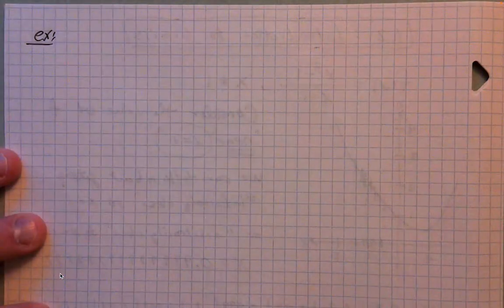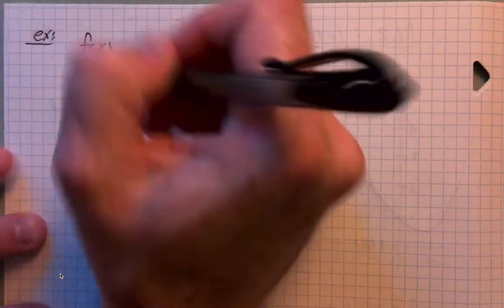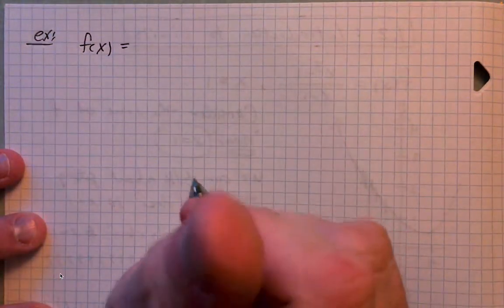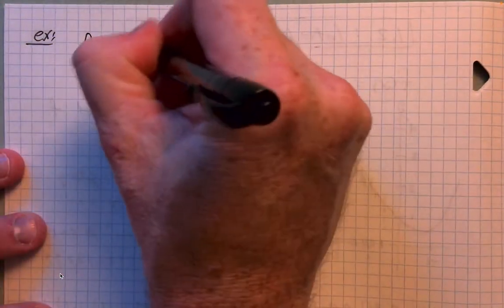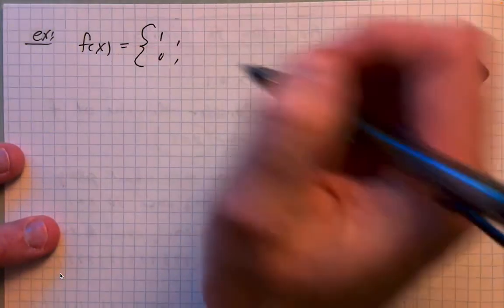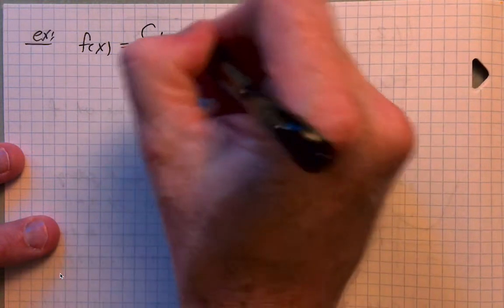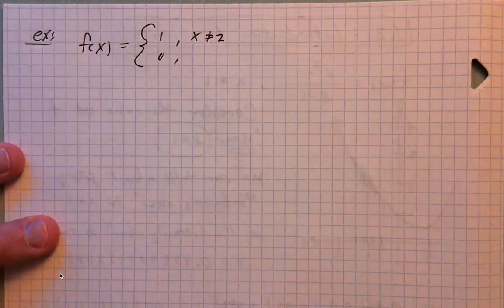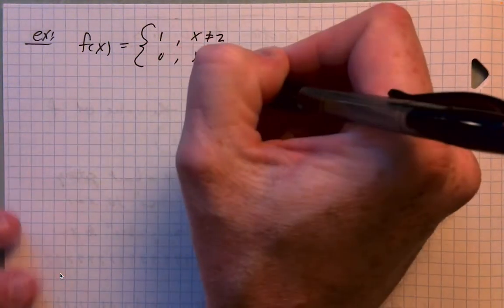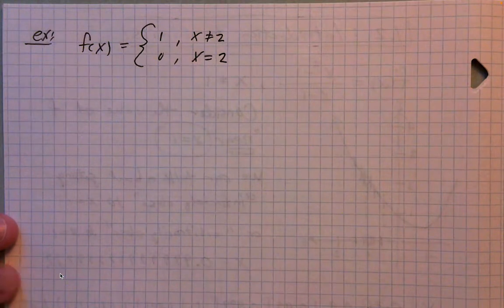Let's consider this function, kind of a simple function on the face of it, but it works perfectly for illustrating a particular feature of limits. So the value of f is either 1 or 0, and it's 1 whenever x is not equal to 2, and it's 0 whenever x is equal to 2. Okay, so what does this function look like?